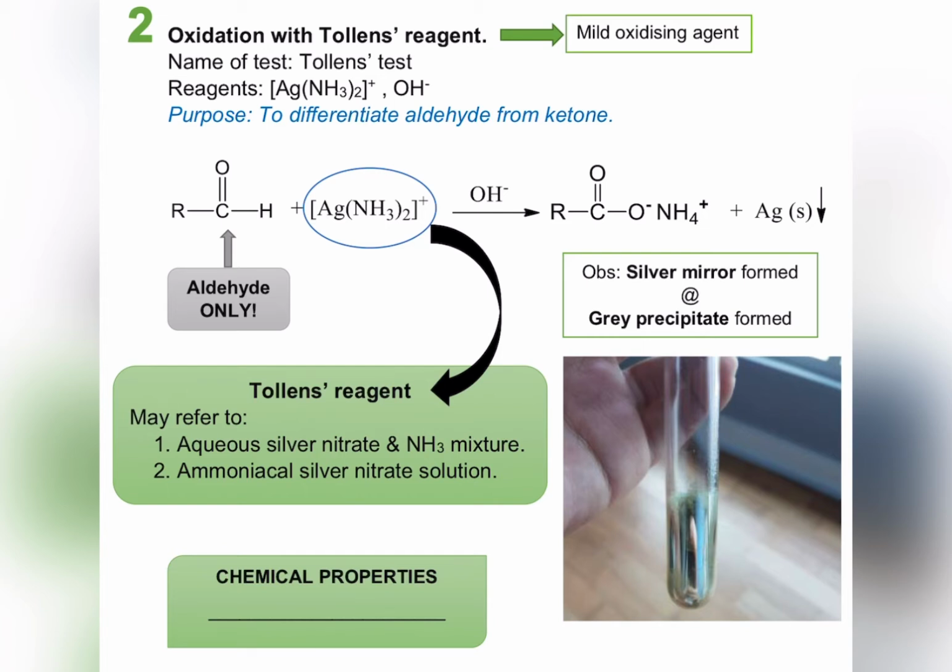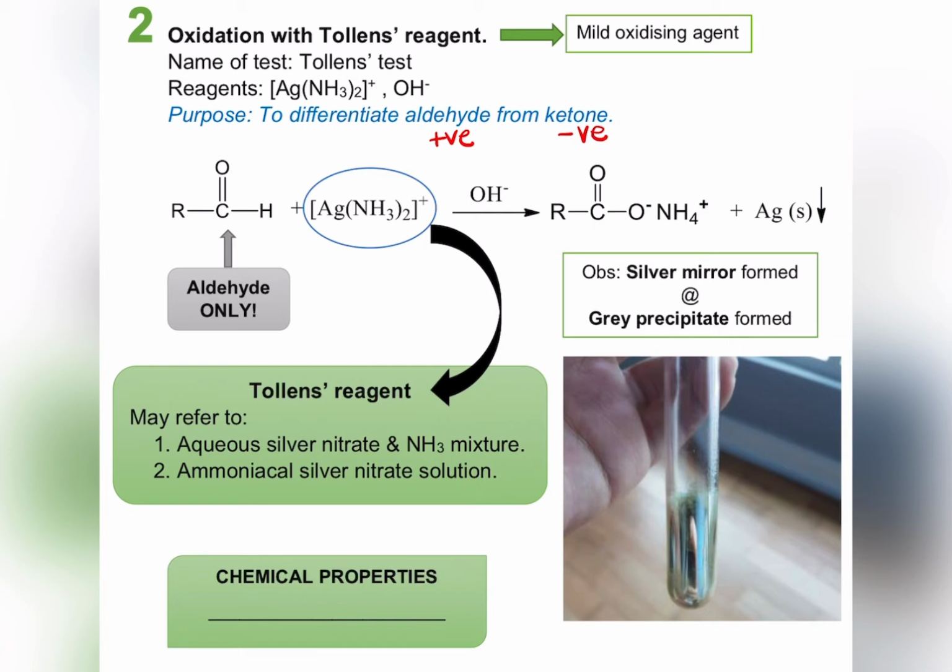In this case, I'm going to show you the purpose of the Tollens test, where you want to differentiate between aldehyde and ketone, where the positive result is shown by aldehyde and ketone will show a negative result. So let's continue with the chemical equation. You have aldehyde only because aldehyde, as I mentioned before, can only show the positive result with the Tollens test.